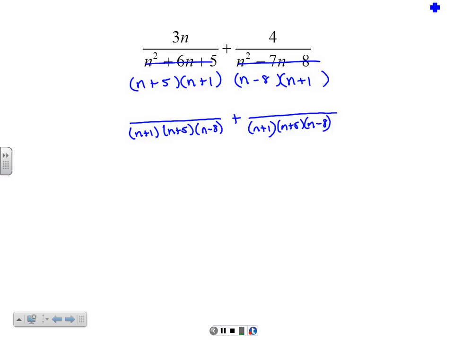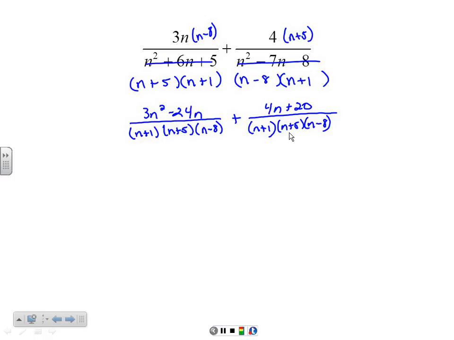Alright, so we have to write an equivalent fraction. So in other words, we have to change this numerator if the denominator changed. Well, from here to here, we multiplied by an n minus 8. So we have to multiply the top by an n minus 8 as well. So we'll have 3n squared minus 24n. And then here, to get from the old denominator to the new denominator, I need that n plus 5. Alright, so we'll have 4n plus 20.